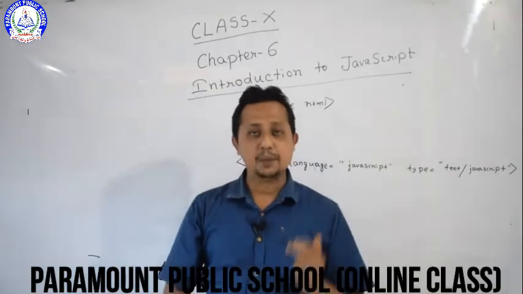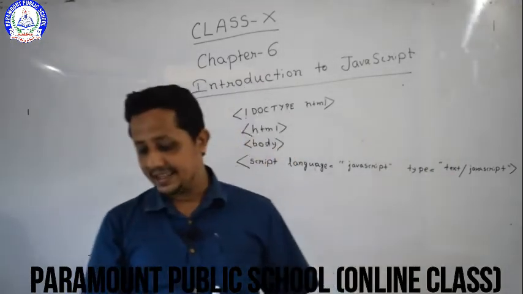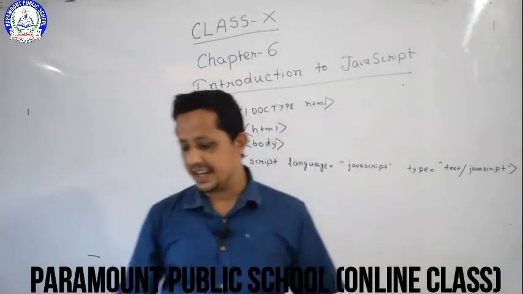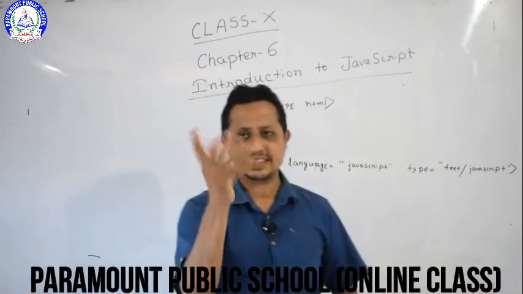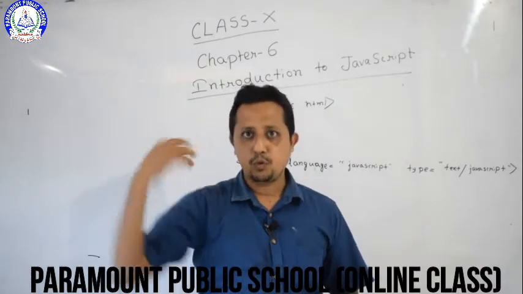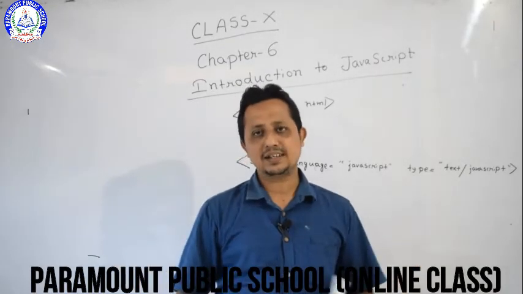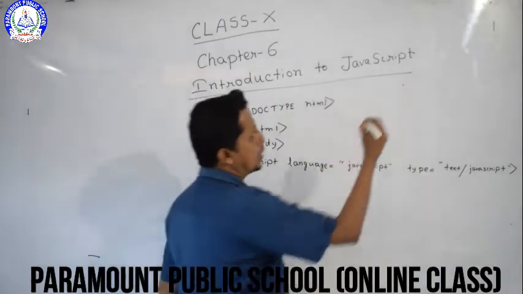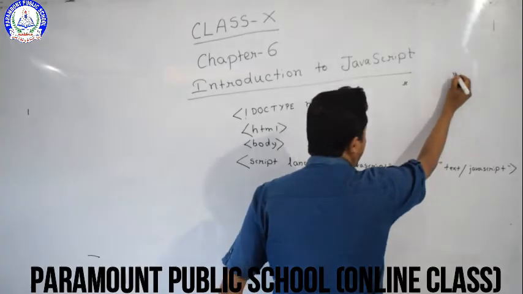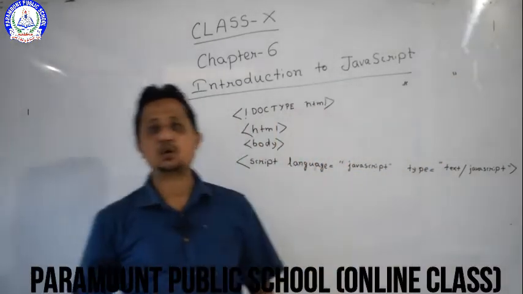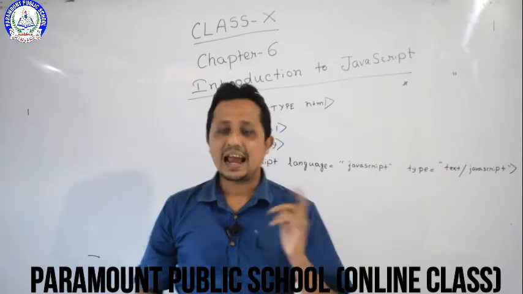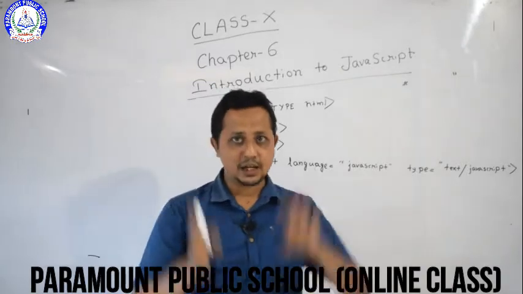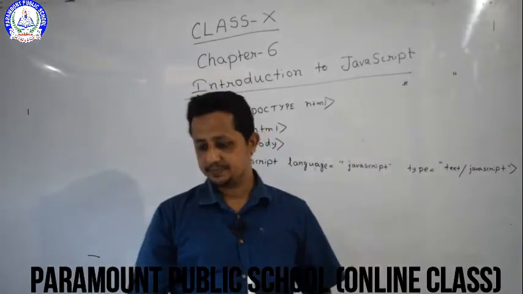Now what are data types? Basically JavaScript has 3 types of data types. They are numbers, strings and boolean. Numbers are basically 1, 2, 3, 4, any digit number, 1 digit, 2 digit, 4 digit, 5 digit. Strings are basically enclosed within double inverted commas, and we have the boolean. The boolean can have two values, either true or false.